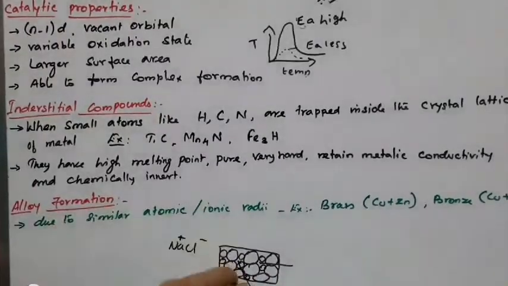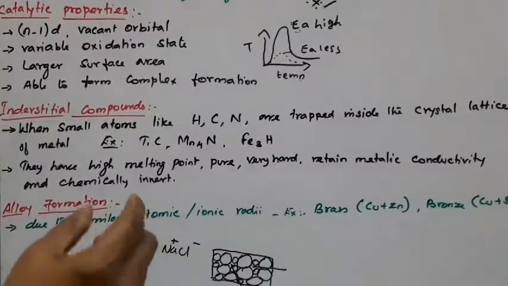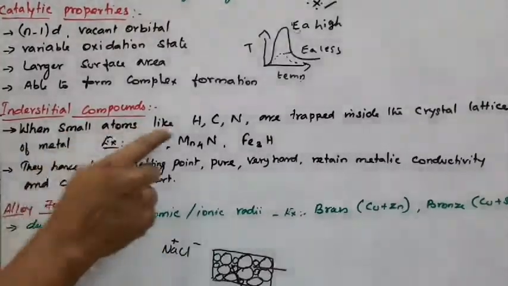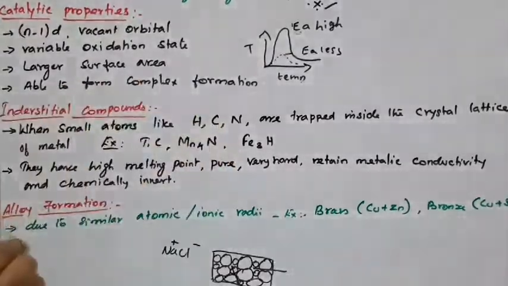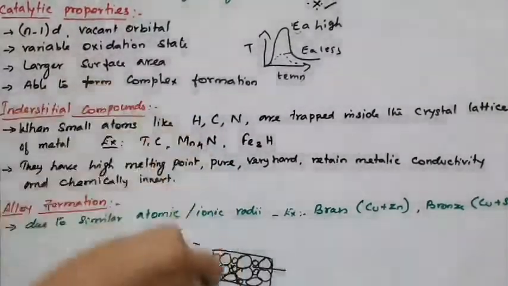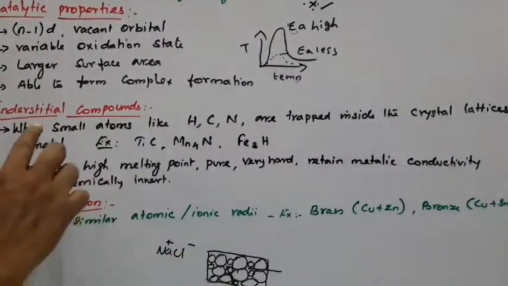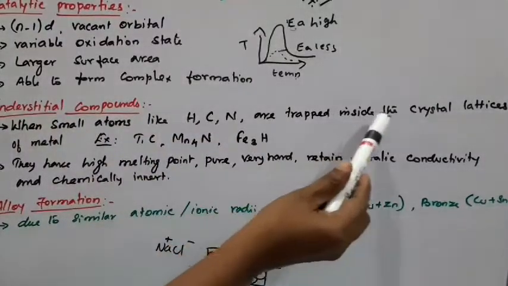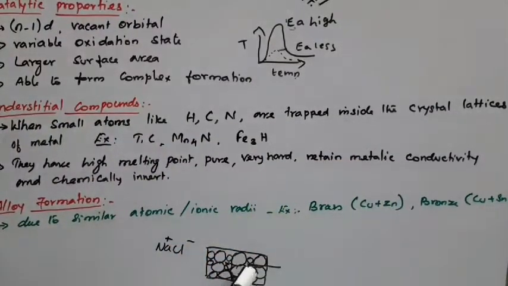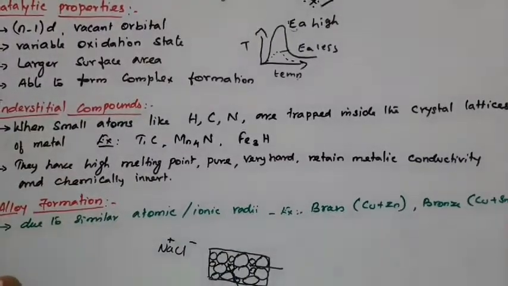Okay, so those voids, generally we call them voids. Those voids can be filled with smaller atoms like hydrogen, carbon and nitrogen. Trapped means they are fillers. So when small atoms like hydrogen, carbon, nitrogen are trapped inside the crystal lattice of a metal, that is an interstitial compound.